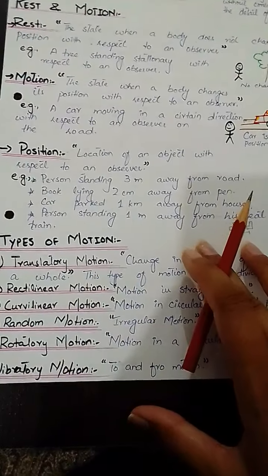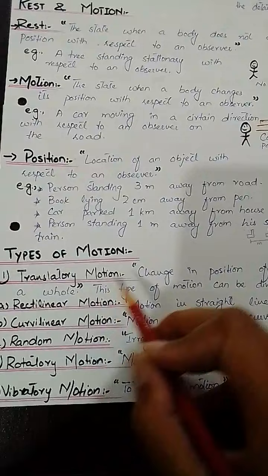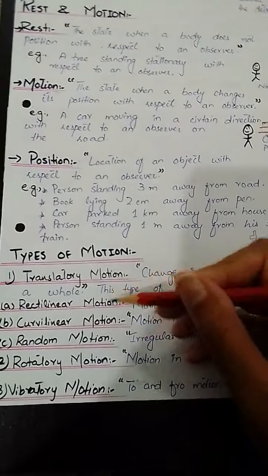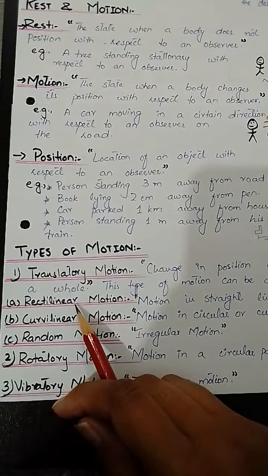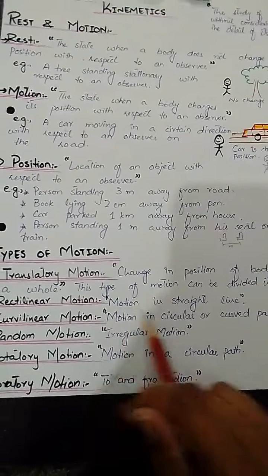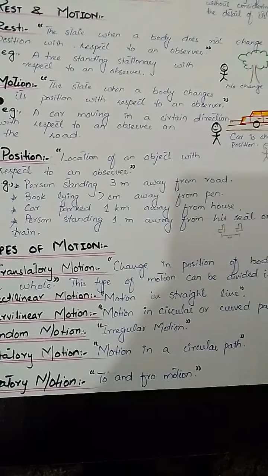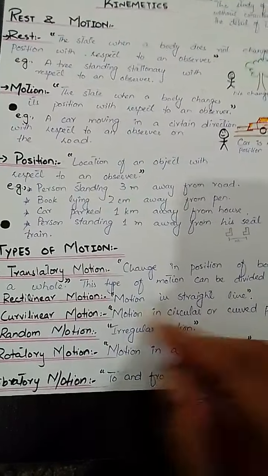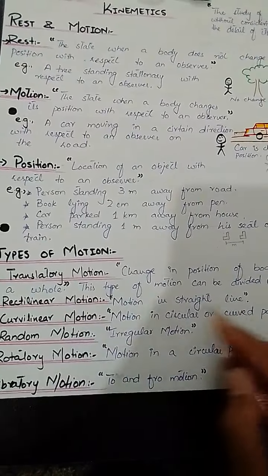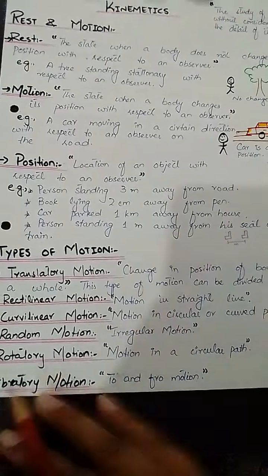The change in position of a body as a whole. When we consider the body as a whole, it means that we are going to discuss the translatory motion. Now, the types of translatory motion are rectilinear motion, simply motion in a straight line. Of course, you are going to use the definitions included in your textbook, but these are just key points for you. Rectilinear motion is the motion in a straight line. For example, a car moving in a straight line on a straight road.